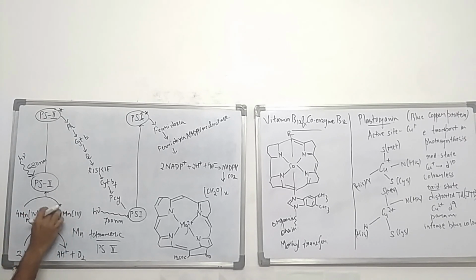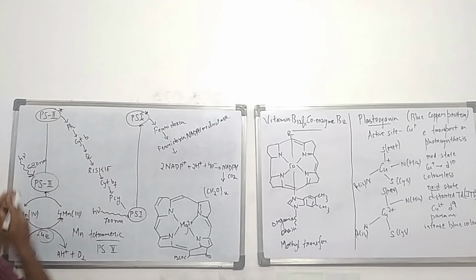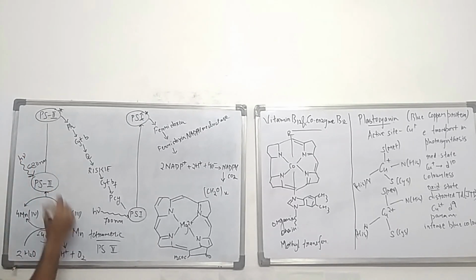so this would be in the opposite direction. It takes up the 4 electrons, gets reduced from Mn4 to Mn3, and then releases the 4 electrons to photosystem 2. Now in photosystem 2, it absorbs sunlight of specifically 680 nanometer and gets excited to a higher energy state.